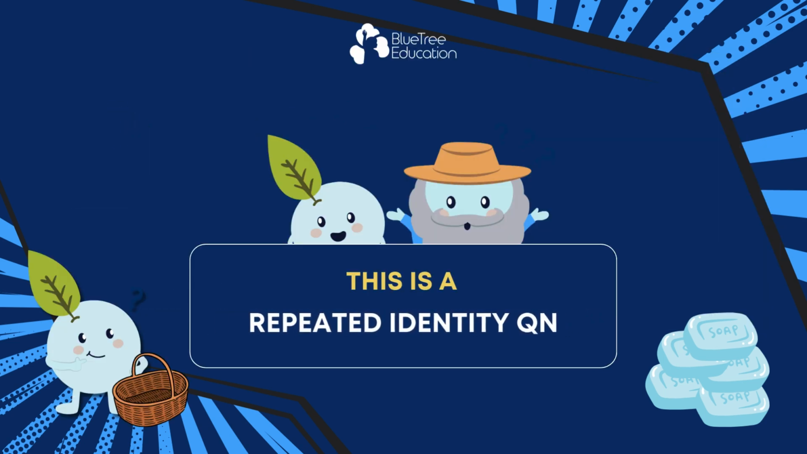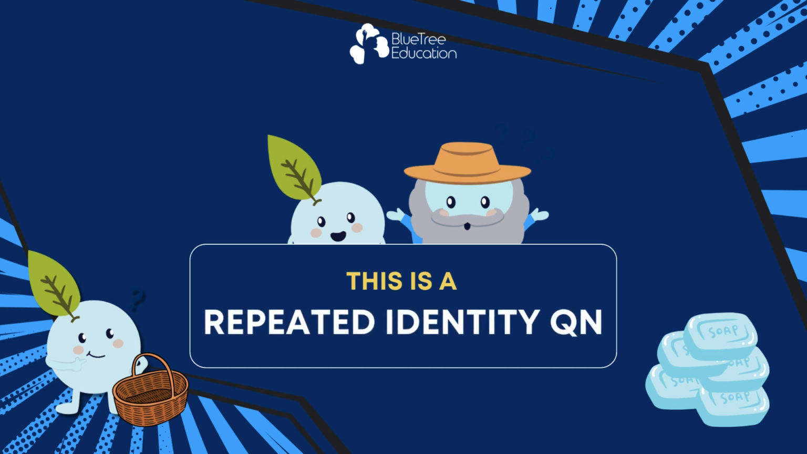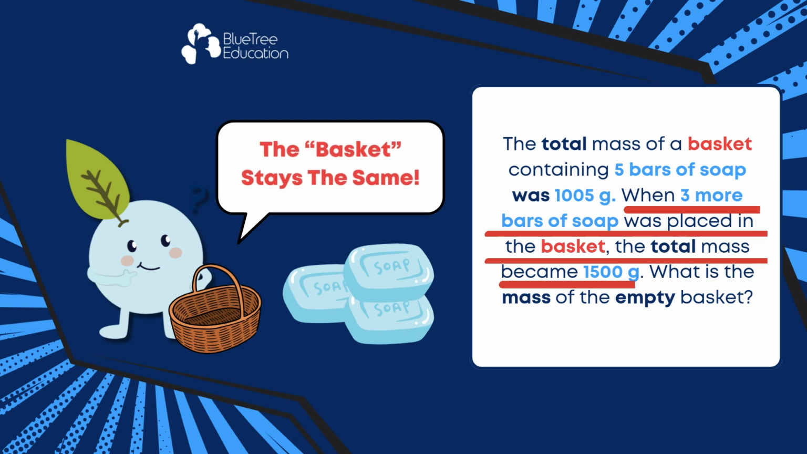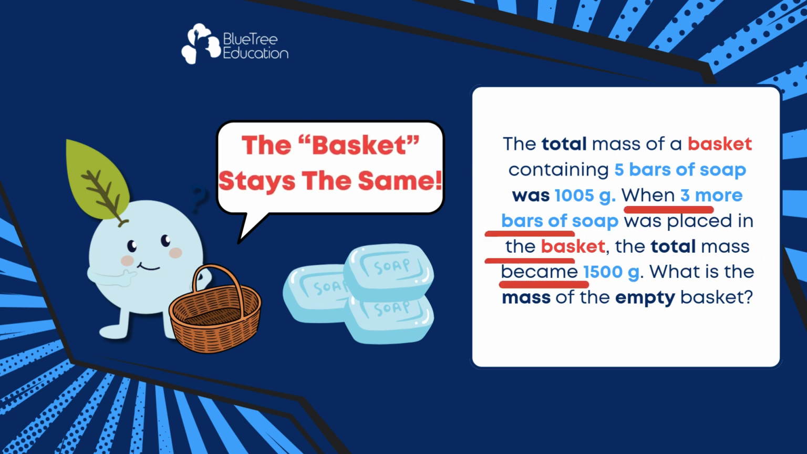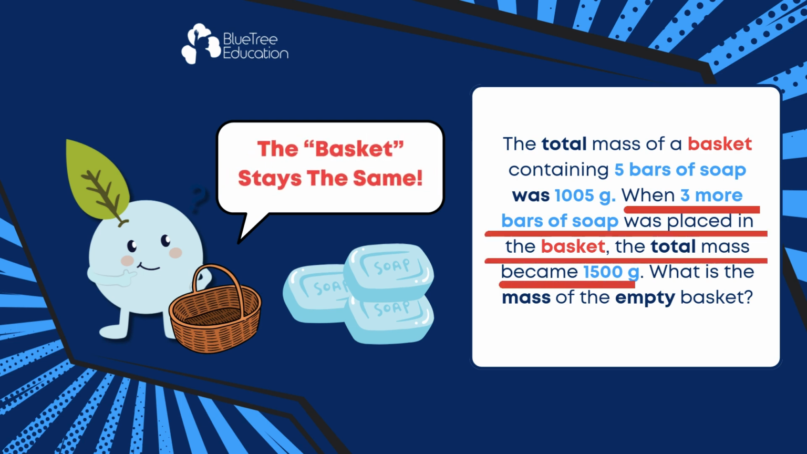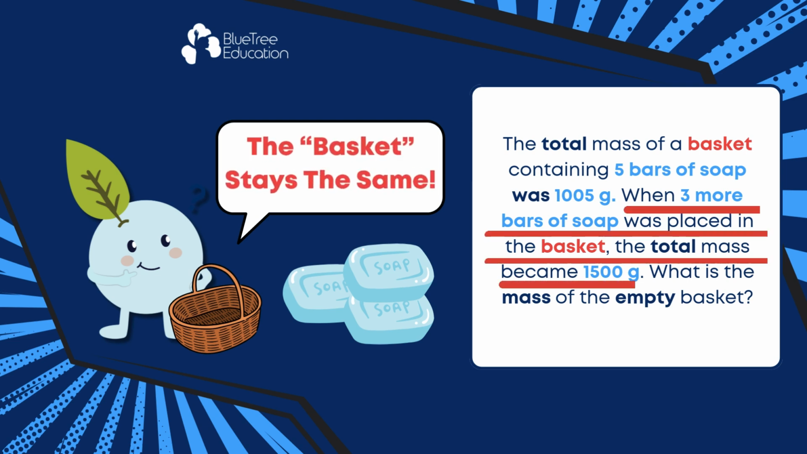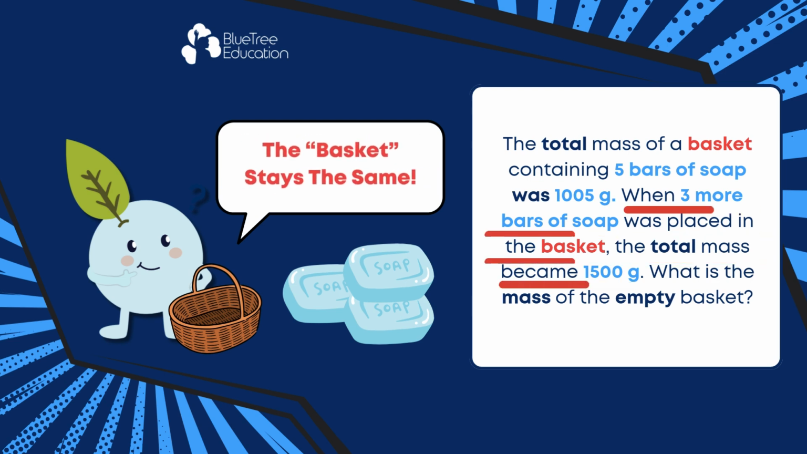How do we know that it's actually a repeated identity question? We will look at the first sentence first. We know that you have 1 basket plus 5 bars of soap. The second sentence actually states that you have the same 1 basket here, but now you have 3 more bars of soap. So since both sentence 1 and sentence 2 have a basket each, you'll be able to identify that the repeated item will be basket.